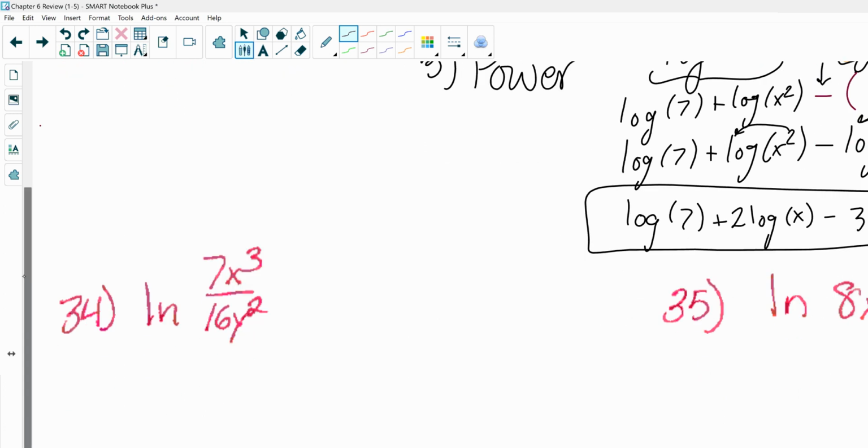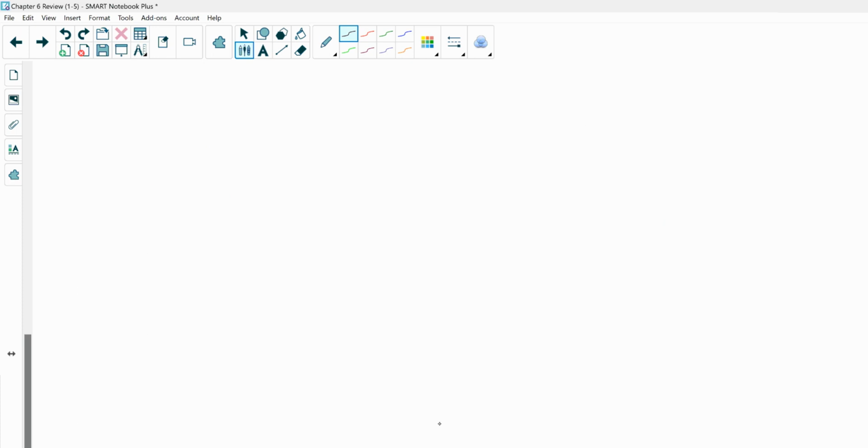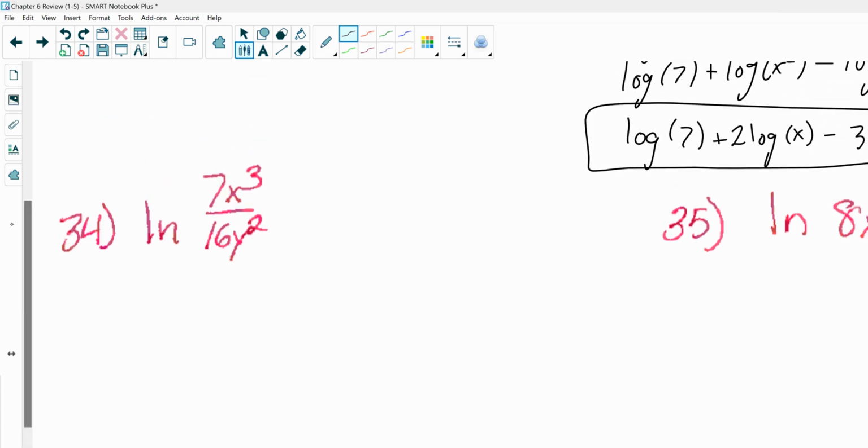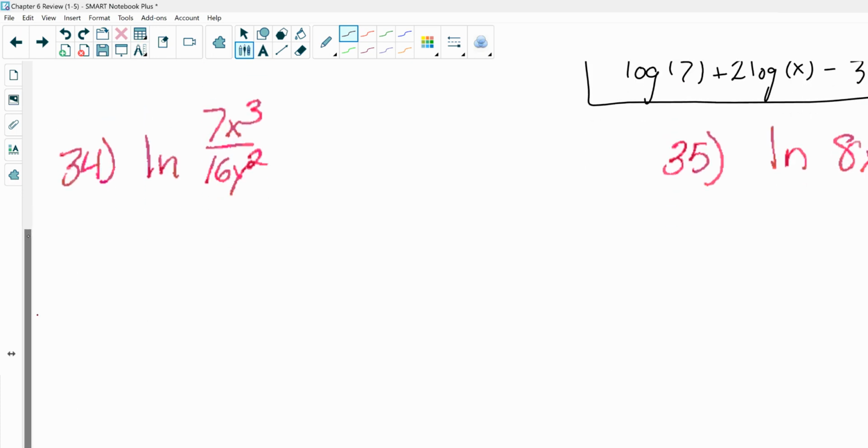Quotient first. So our logarithm of the top minus the logarithm of the bottom. So our first step, after using quotient, we'd have the natural log of 7x cubed minus the natural log of 16y squared. Questions on this here?